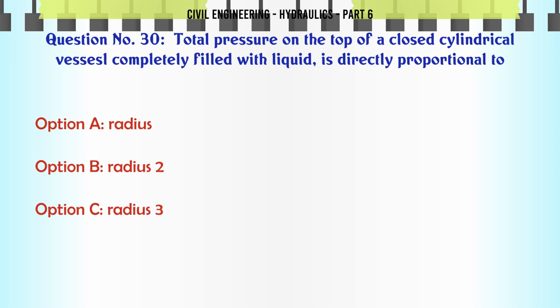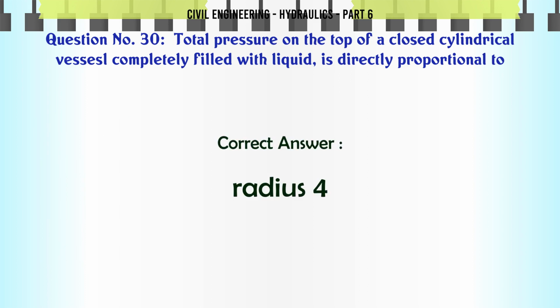Total pressure on the top of a closed cylindrical vessel completely filled with liquid is directly proportional to A. radius, B. radius squared, C. radius cubed, D. radius to the fourth. The correct answer is radius to the fourth.